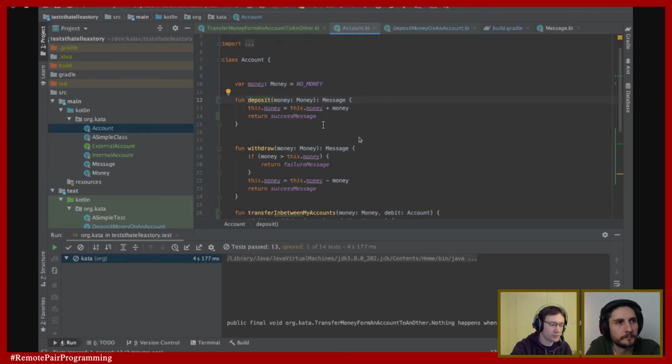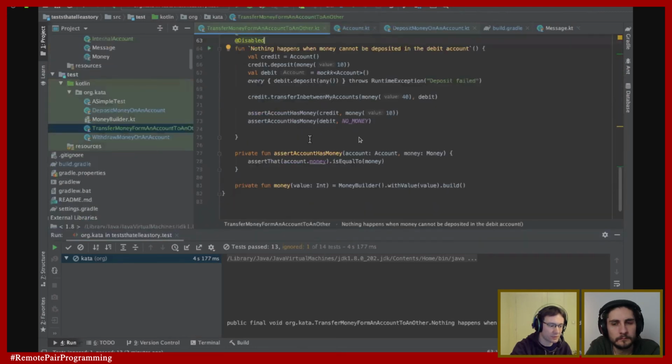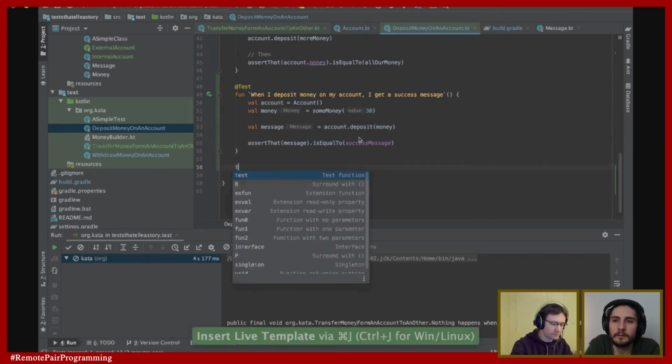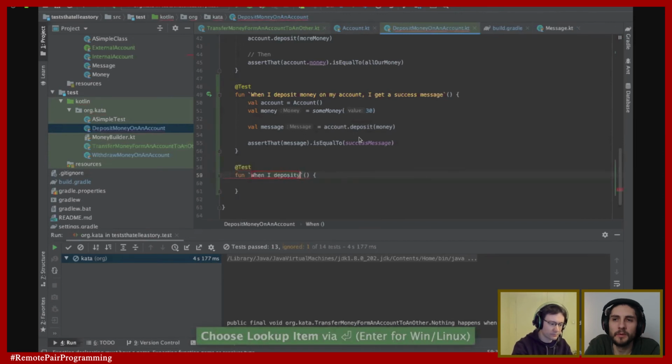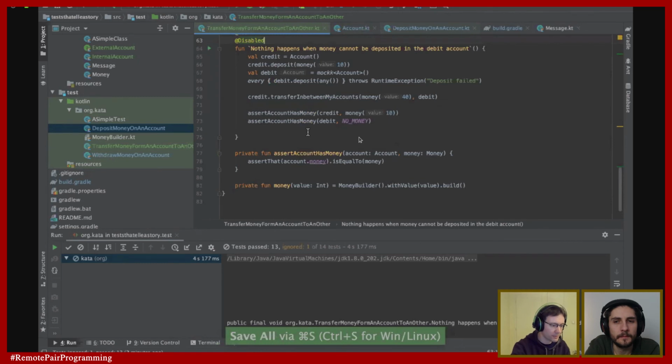And I'm not quite sure that we have to write a new test on the deposit story. So why do you say that? When I deposit money on an account, okay. Well, I think you need another test, not on a deposit. Yeah, for sure. On the transfer, I think you need another test. Yeah, you're right on that. Sure. Okay, very good.